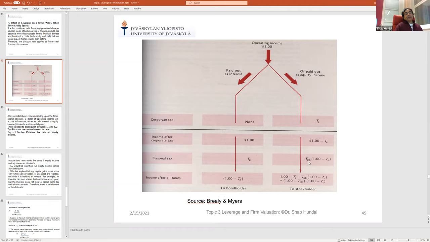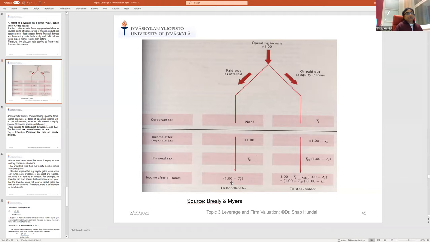which means the personal income tax on equity. So E stands for equity. And when you solve this equation, with TPE and things like that, ultimately it comes like this equation. So when you solve it, it becomes this. Now there is no guarantee that this disposable income which goes to the bondholder will always exceed this disposable income which goes to the shareholders.